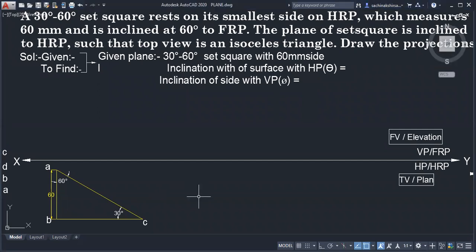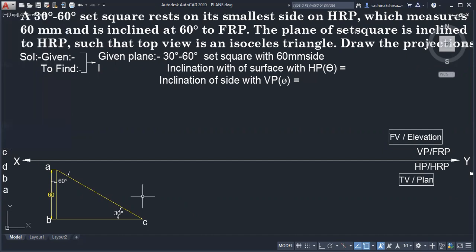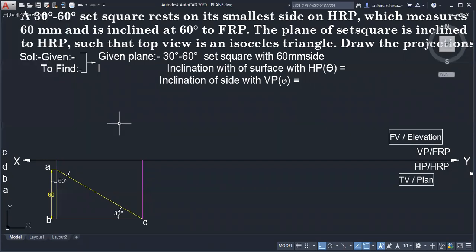Now, next, what to do? Projection. Projection line, simple. Let's draw projection line vertically, upward or downward? Upward. Vertically upward. Let's draw projection line. How many projection lines will come? Two projection lines will come. And here, which view will we get of the plane? Edge view. Edge view or line view we will get here.